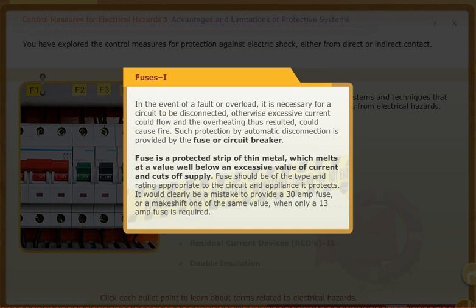Fuse should be of the type and rating appropriate to the circuit and appliance it protects. It would clearly be a mistake to provide a 30 ampere fuse or a makeshift one of the same value when only a 13 ampere fuse is required.